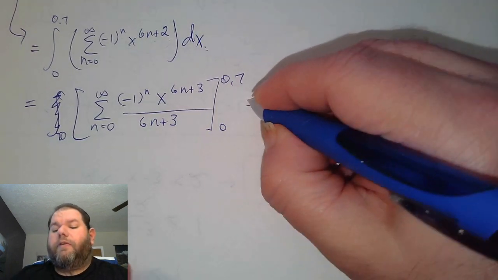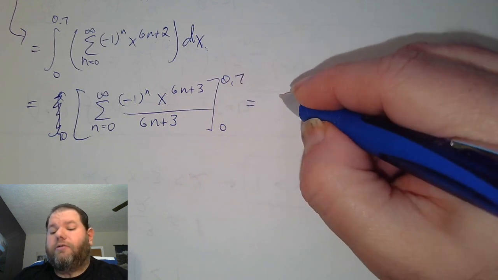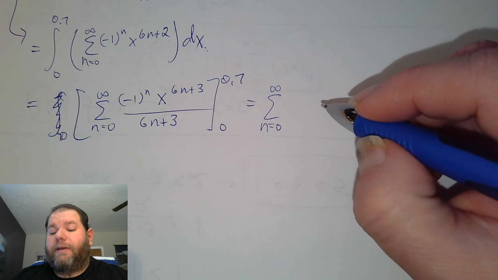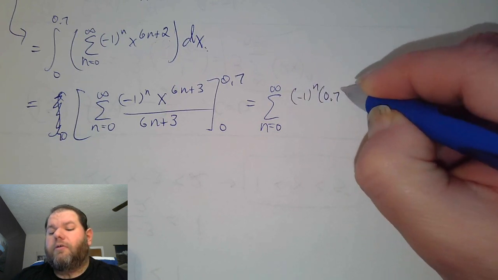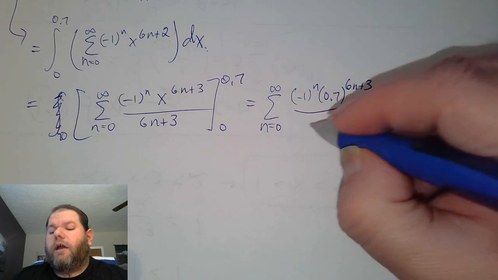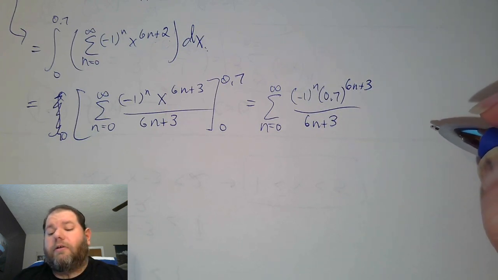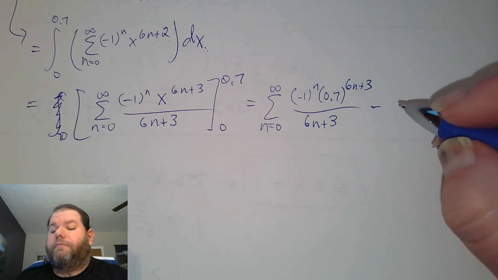Now, we'll plug in our limits of integration. So plug in 0.7 first. I have a feeling this one's not going to be that accurate, but we'll see how it goes. And then we'll plug in the 0.